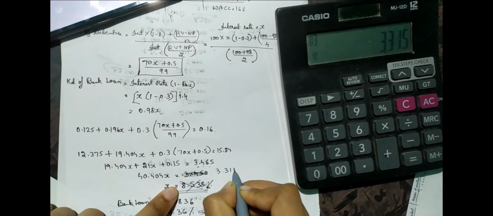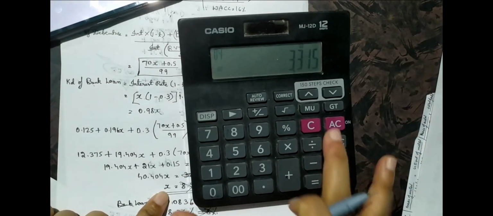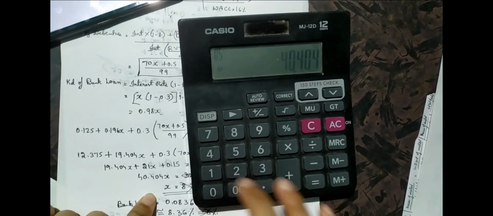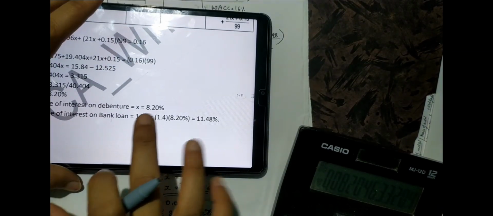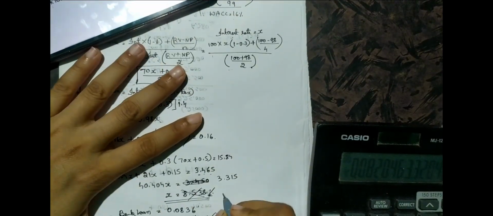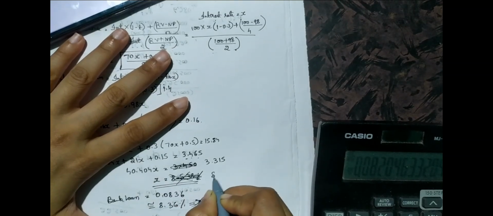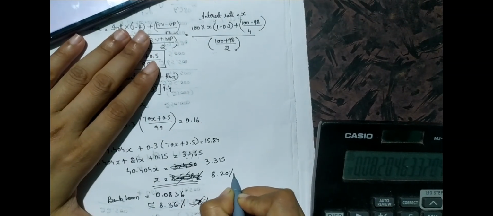So 3.315 upon 40.404, so this comes out to be 8.20, same as given in the answer, right? So sorry for this silly mistake. So the answer is 8.20.